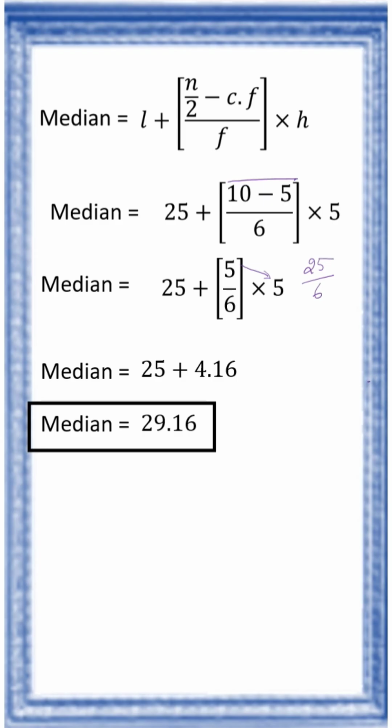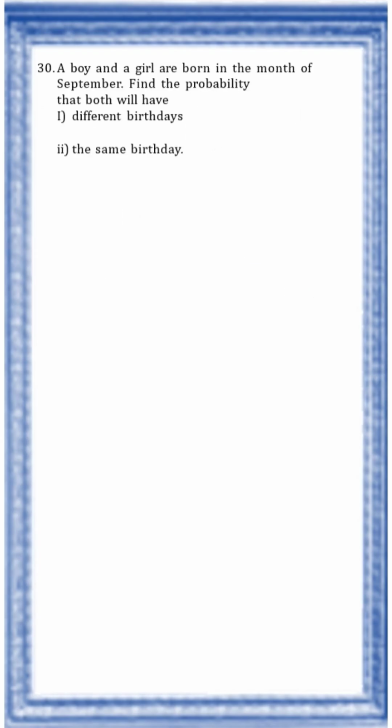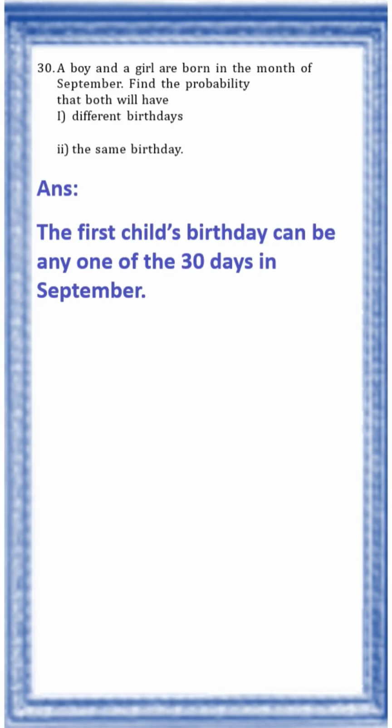Now the 30th question is, a boy and a girl are born in the month of September. Find the probability that both will have different birthdays. It is the first question. Second question is the same birthday. Now we don't know whether the first child is a boy or a girl. Let us name it as first child's birthday can be any one of the 30 days in September. September has 30 days, isn't it? So number of samples, how much? 30 days.